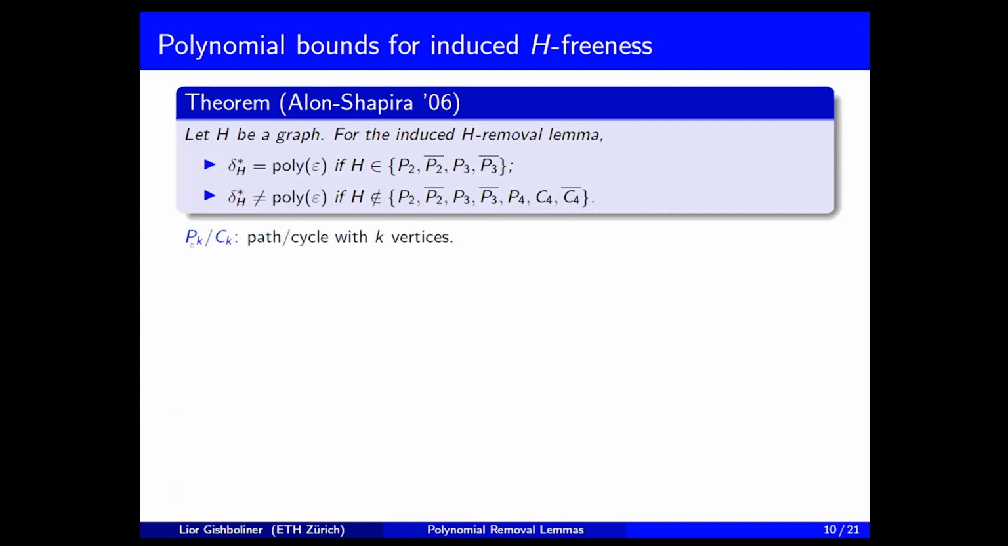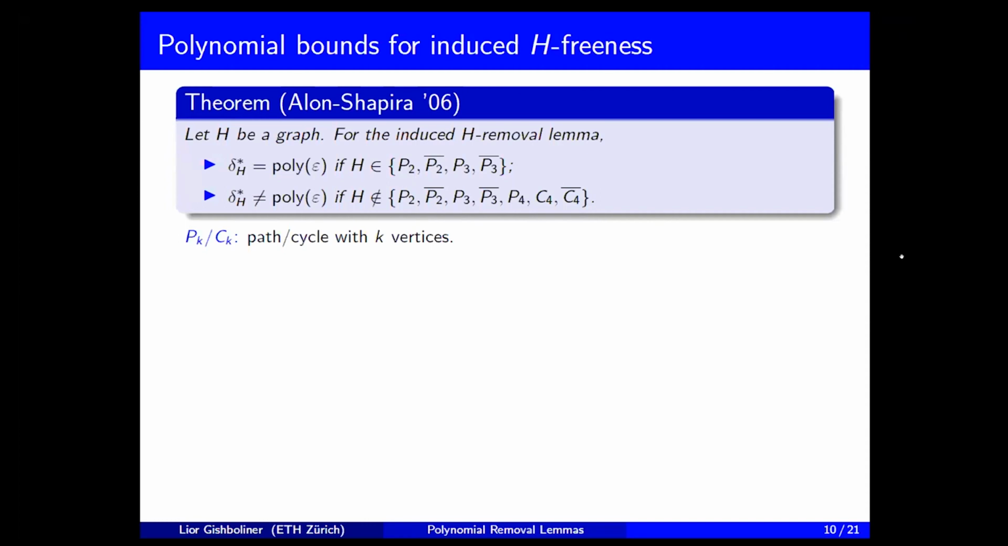So P_k is the path and C_k is the cycle. And so P2 is just an edge. And they showed that if H is an edge or a path with 3 vertices or the complement of one of these graphs, then we do have polynomial dependence. But if H does not belong to this family of 7 graphs, then we do not have polynomial dependence.